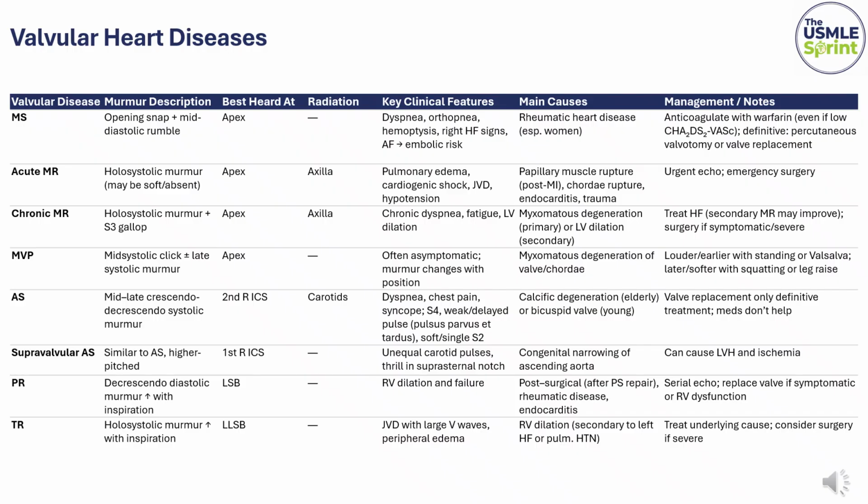Diagnosis is made with bedside echo, and the treatment is emergency surgery. Now, compare that to chronic MR. Here, the regurgitant volume develops gradually, so the left ventricle and atrium dilate over time to compensate. Patients stay asymptomatic for years, but eventually develop dyspnea and fatigue as the heart fails.